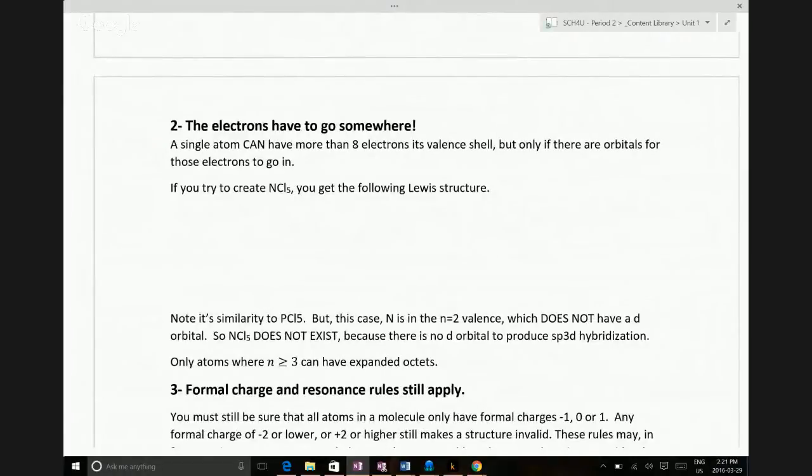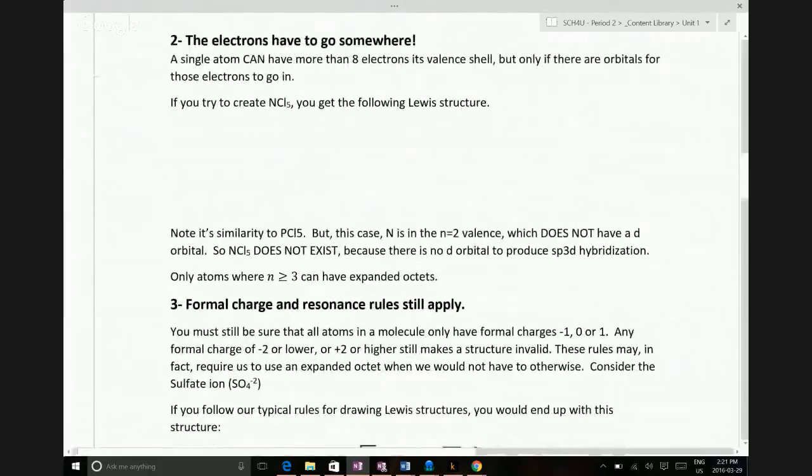But really quickly, we need to note that the electrons have to be able to go somewhere. So for example, if we try to make nitrogen pentachloride, NCl5, we should get the exact same thing. N gives us 5, the 5 Cl's give us 35 for a total of 40, and we would get nitrogen in the middle, and chlorine like this.